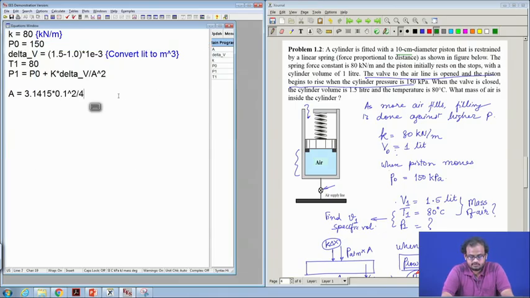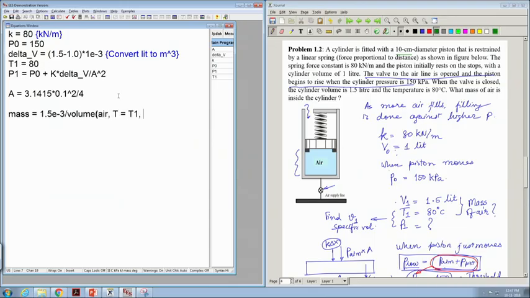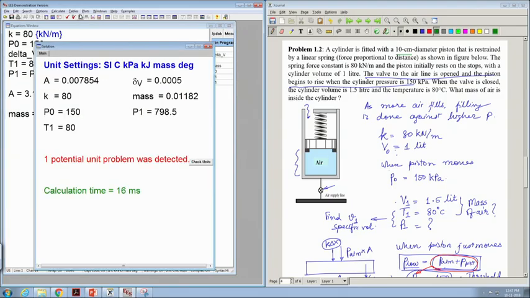Because of this, what is the total mass? So, the specific volume, let us write down directly. The mass is equal to the final volume, which is 1.5 liter, divided by the specific volume of air at T equal to T1, P equal to P1. And thus we obtain the mass as 0.01182.